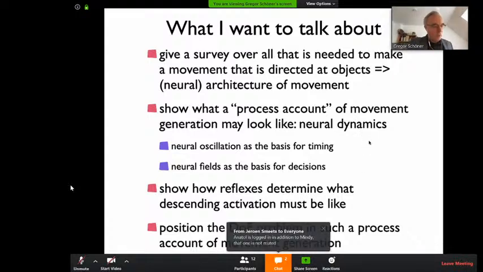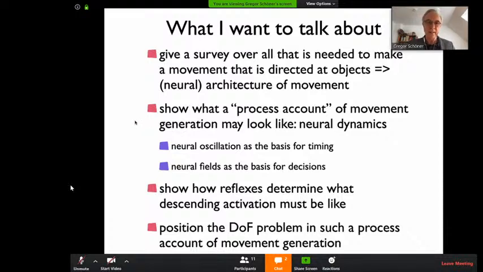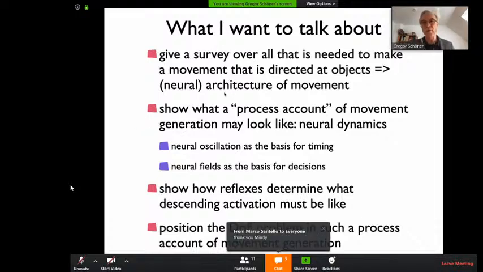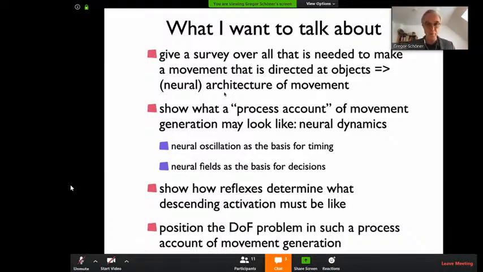What I want to talk about today is what I call a process account of movement generation. To do that, I'll first give you an overview of all the things that are needed to make movement possible, which will lead to a notion of a very general neural architecture of movement. Then I want to transmit a few ideas about how one could think of neural processes. This is the notion of neural dynamics, which I will try to explain. I'll talk about neural oscillations as a basis for timing, and neural fields as a basis for decision-making, briefly.